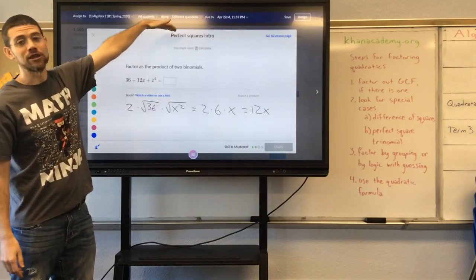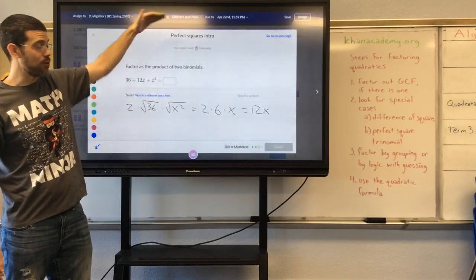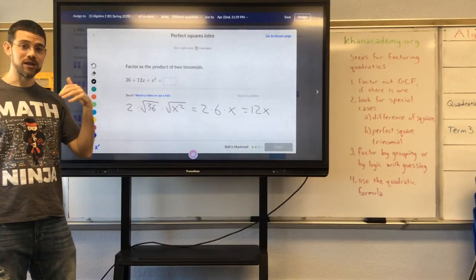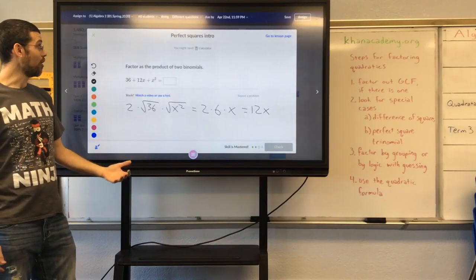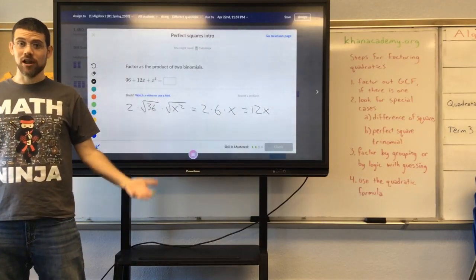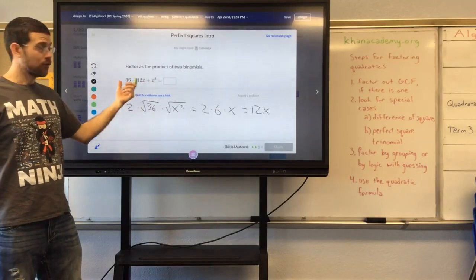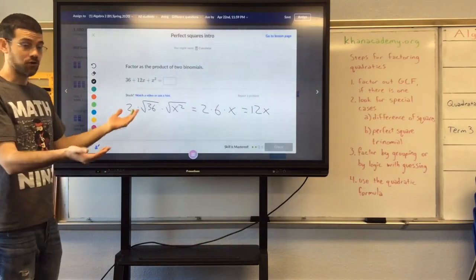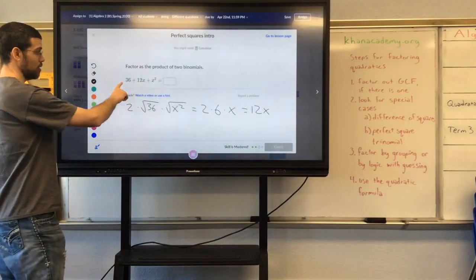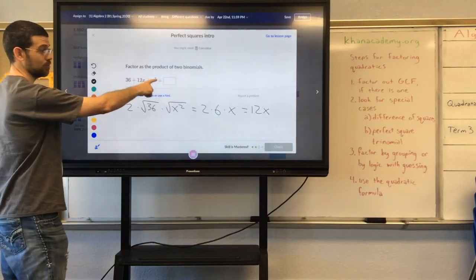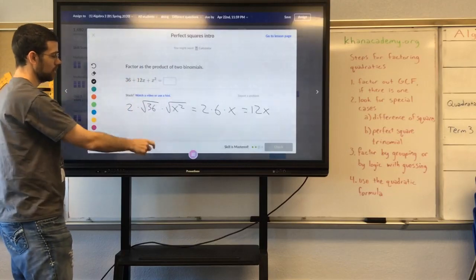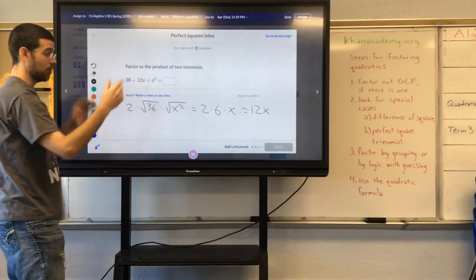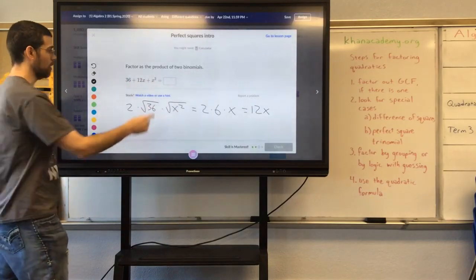It's not just because they gave us the title that gives it away. They won't always give you the title. There will be quizzes, there will be unit tests, and there will just be problems in life that have perfect square trinomials that you'll need to recognize. So that's how you figure out that it's a perfect square trinomial. First and last terms are squares, and the middle term is 2 times the square root of each of the first and last terms. Okay, fair enough.